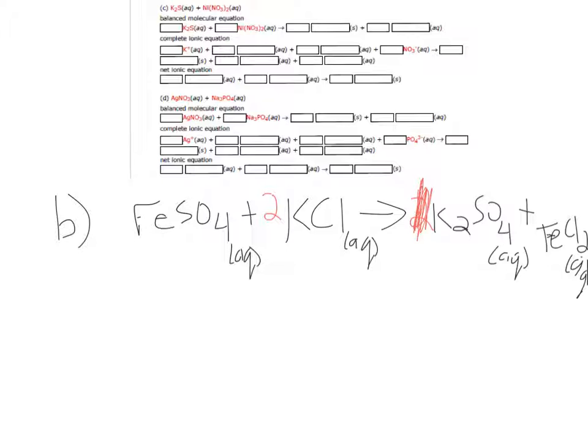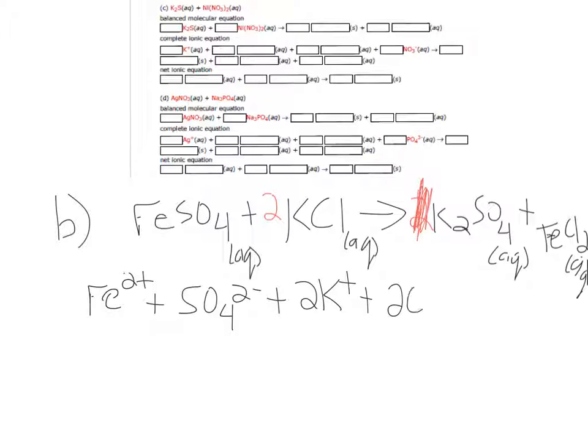In order to write the complete ionic equation, we would break apart anything that is both a strong electrolyte and aqueous. Everything in this equation is an ionic compound, which means it's a strong electrolyte. And furthermore, everything is aqueous. So in this case, we're going to break apart every single compound and write it as individual ions. So iron(II) sulfate becomes iron(II) ion and sulfate ion. Potassium chloride becomes potassium, and notice the coefficient 2 applies to the chloride ion as well.